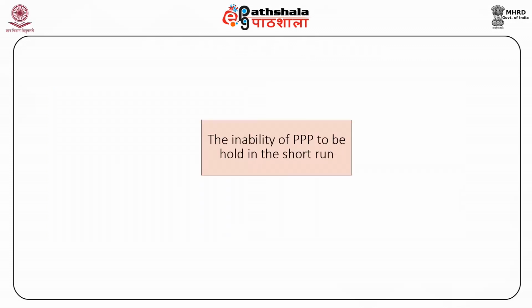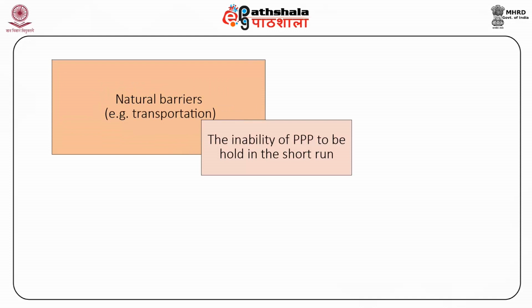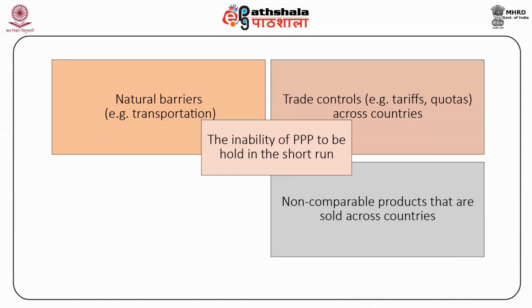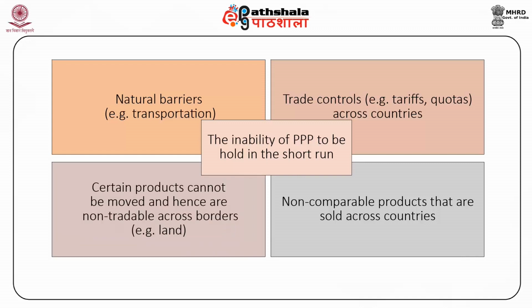The inability of purchasing power parity to hold in the short run could be explained by the existence of restrictions such as natural barriers, for example transportation, or trade controls, for example tariffs and quotas, across countries, and non-comparable products that are sold across countries. Further, certain products cannot be moved and hence are non-tradable across borders, for example land. It is not possible to equalize their prices internationally.